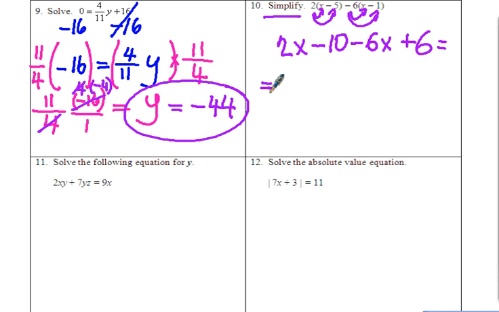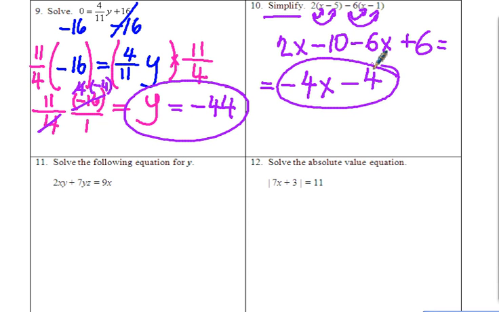We have 2x minus 6x. The negative 6x is greater, so it will be negative, and it will be the difference between those two. Negative 4x. Minus 10 plus 6. I hope you know that that is negative 4. This is our answer for number 10.